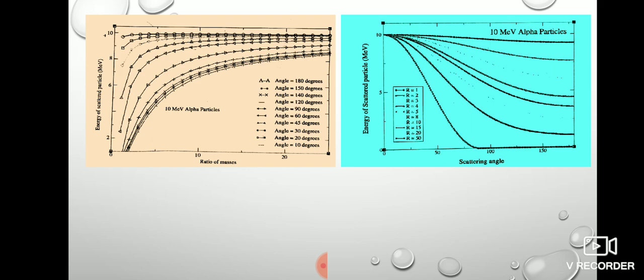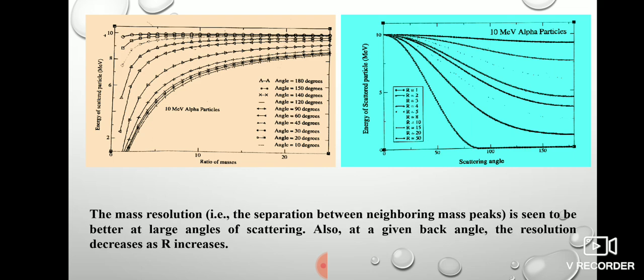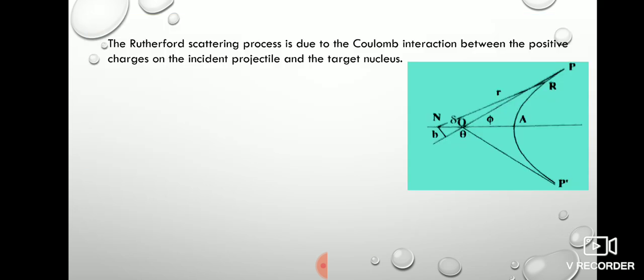So we can conclude from these two plots that the mass resolution, that is the separation between neighboring mass peaks in the RBS spectra, will be better at larger angles of scattering, and the resolution is better at lower R values. Right. So these are the experimental results for calibrating our system.